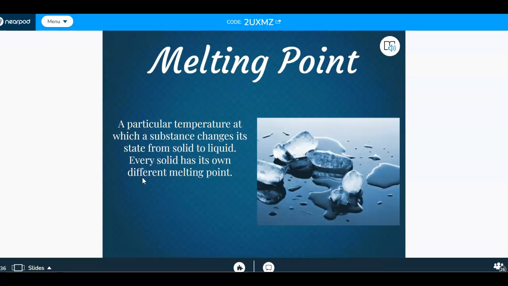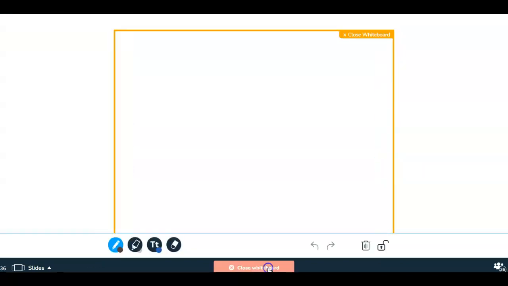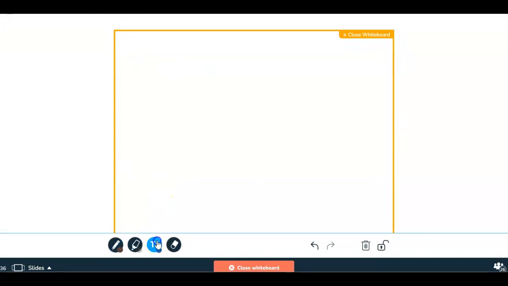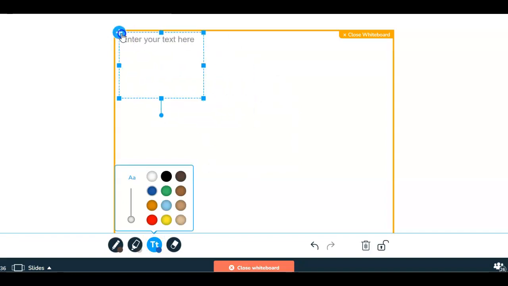But again, melting point. If you think about ice turning into water, not a problem. That is a solid turning into a liquid. If you look at the board, the only thing that I wrote on the board is solid to liquid. I'm going to put that here on our whiteboard. Maybe if it'll let me type today. There we go.